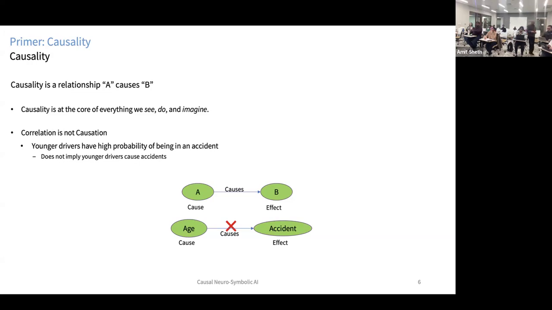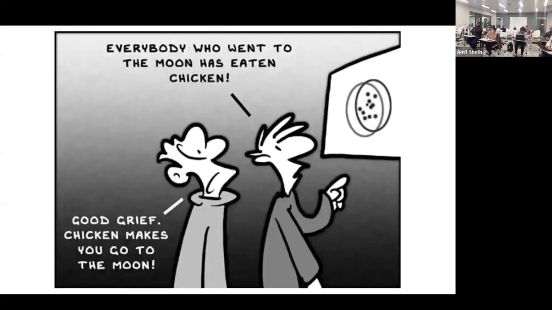And you might have heard that correlation is not causation. This concept about spurious correlation, and sometimes people tend to think that correlation is causation. So for example, if we have a high correlation that young drivers have a high probability of being in an accident, that does not mean that the young drivers are actually causing the accident. We just have a few instances in the data which show that the young drivers are more likely to get into an accident.